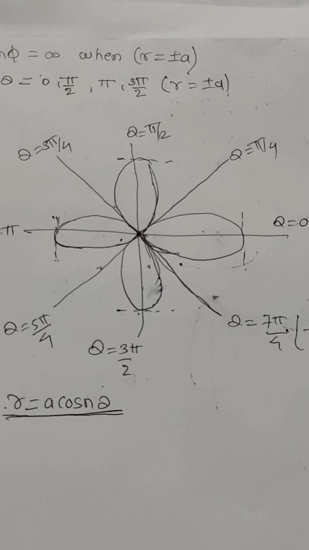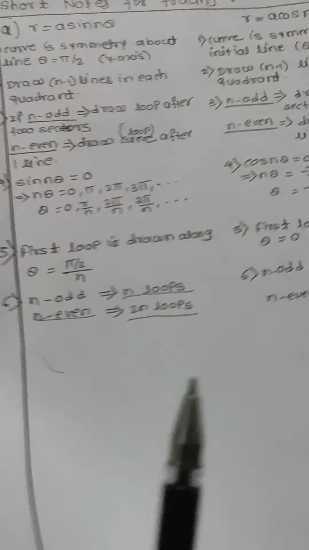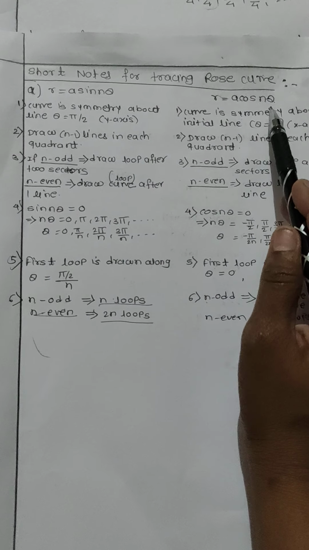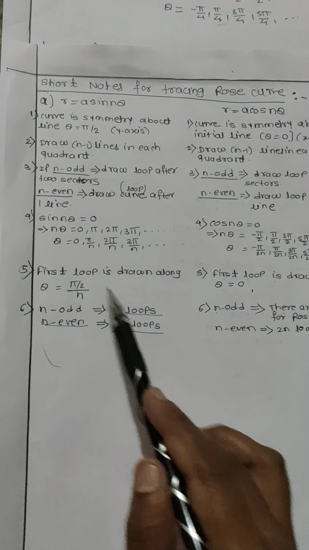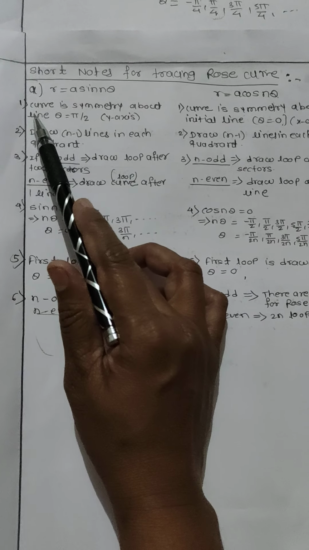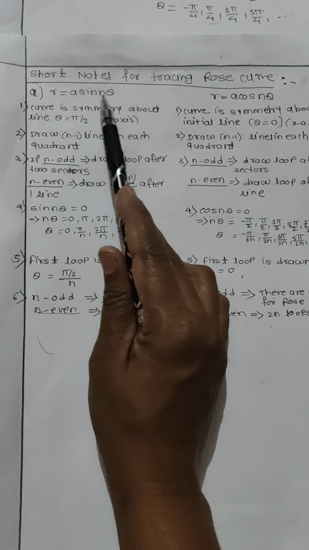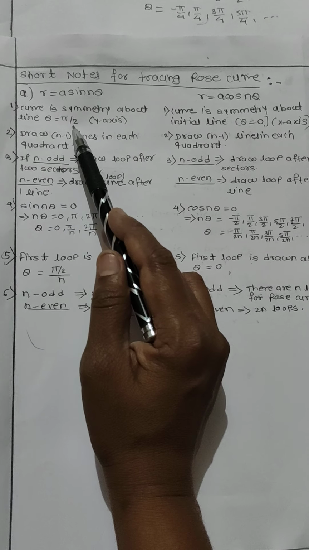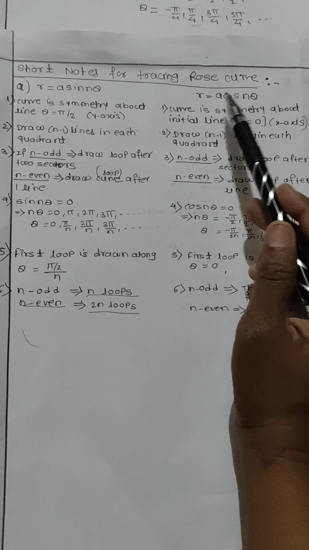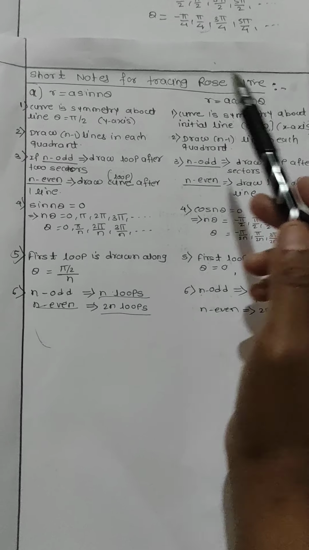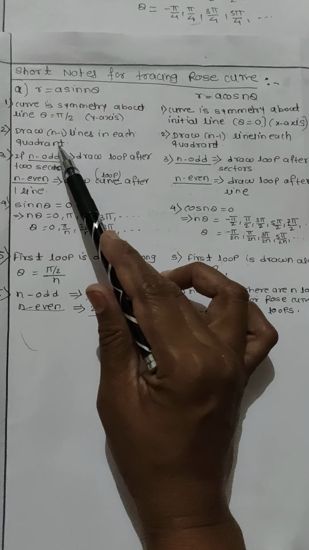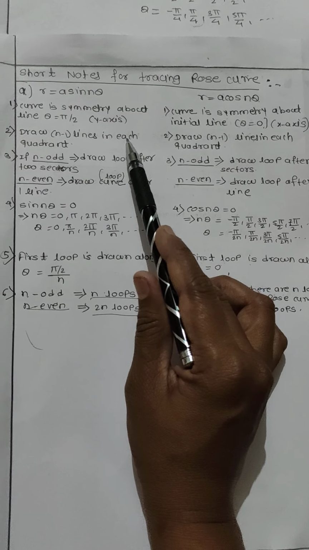After that, how do we trace the curve using some short tricks? These tricks are for r equal to a sin n theta as well as r equal to a cos n theta. We just use this trick and draw the diagram. The first point: for r equal to a sin n theta, the curve is symmetric about theta equal to pi by 2. For r equal to a cos n theta, the curve is symmetric about the initial line. For r equal to a sin n theta or a cos n theta, we draw n minus 1 lines in each quadrant.